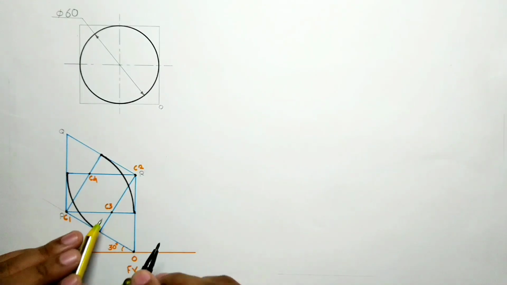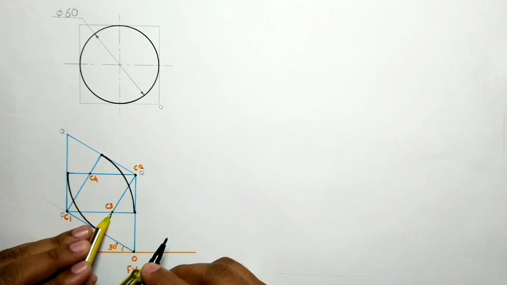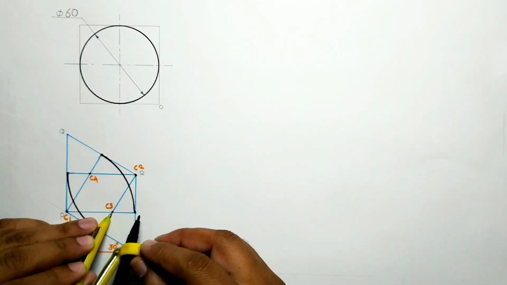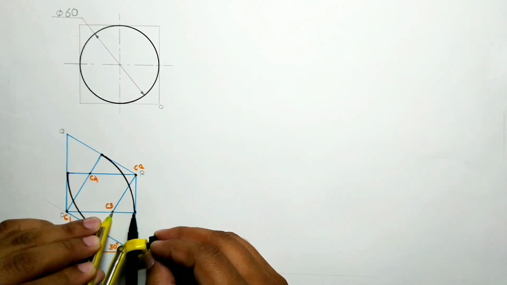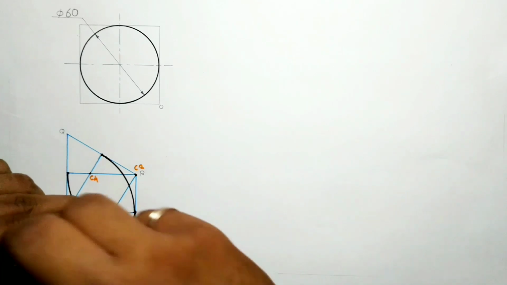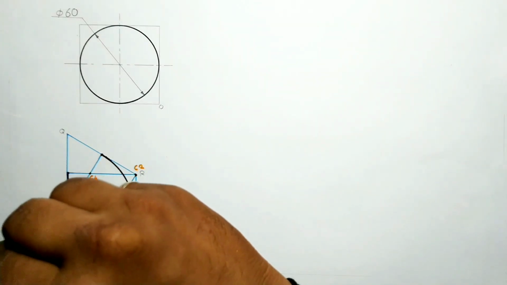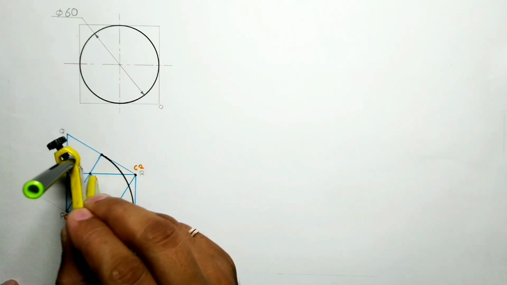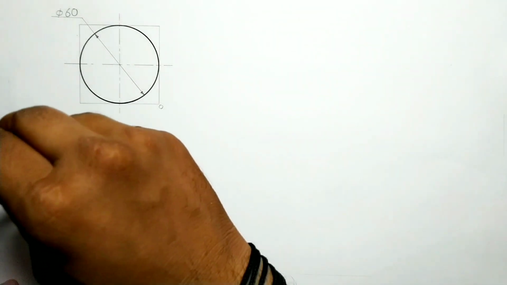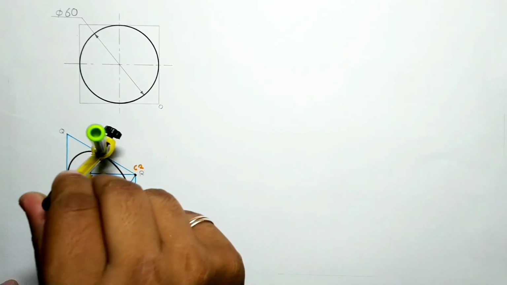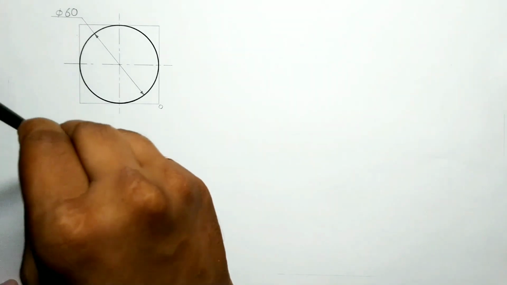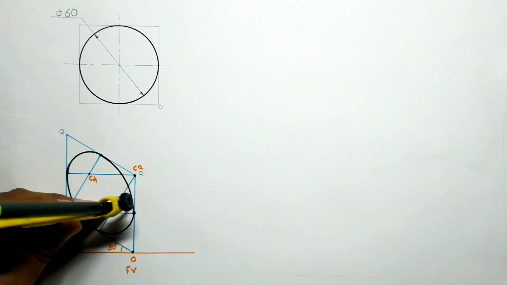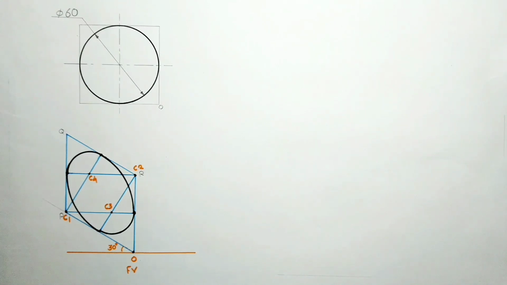Now take the center as C3 and the radius as this distance and draw this arc. Same from C4, take this distance and draw the arc. Take this distance and draw the arc. So this is the circle in front view.